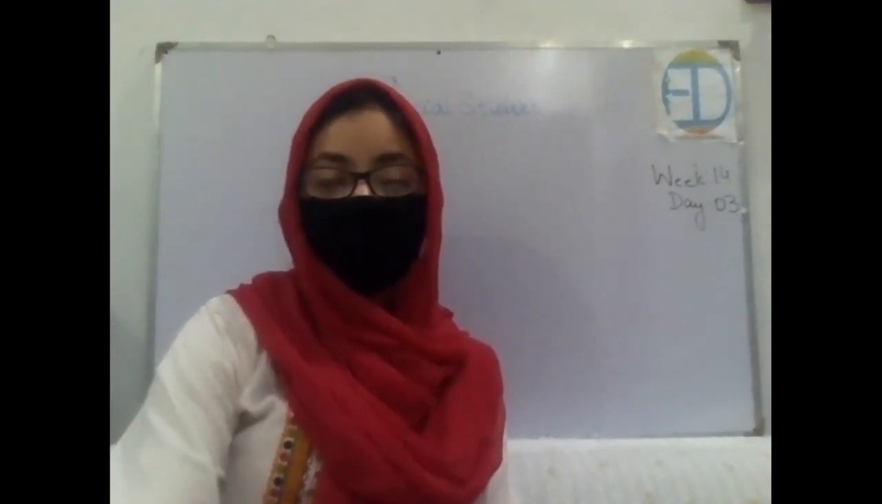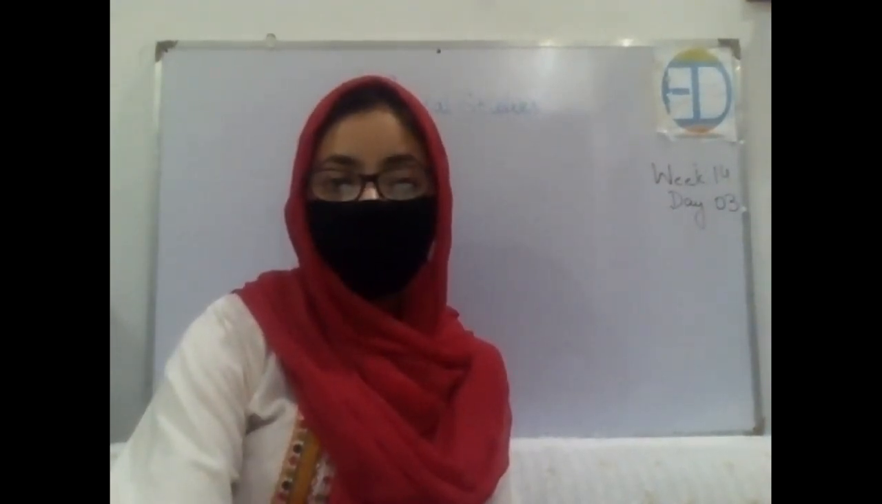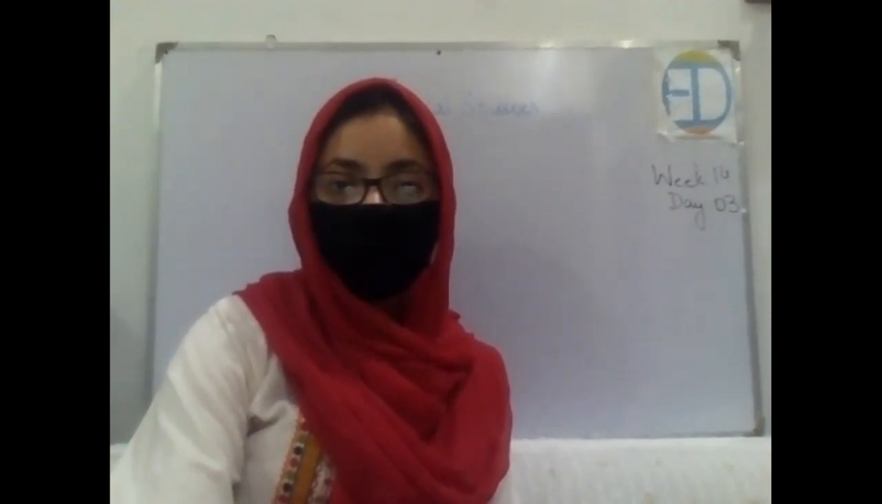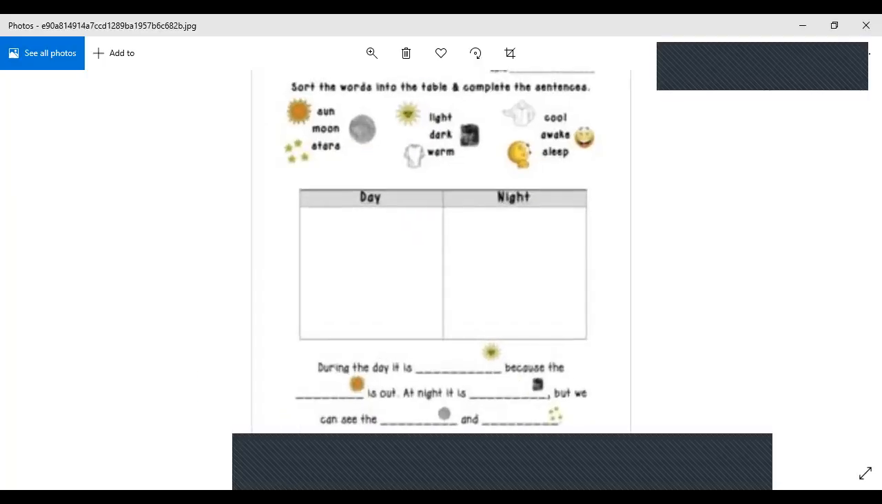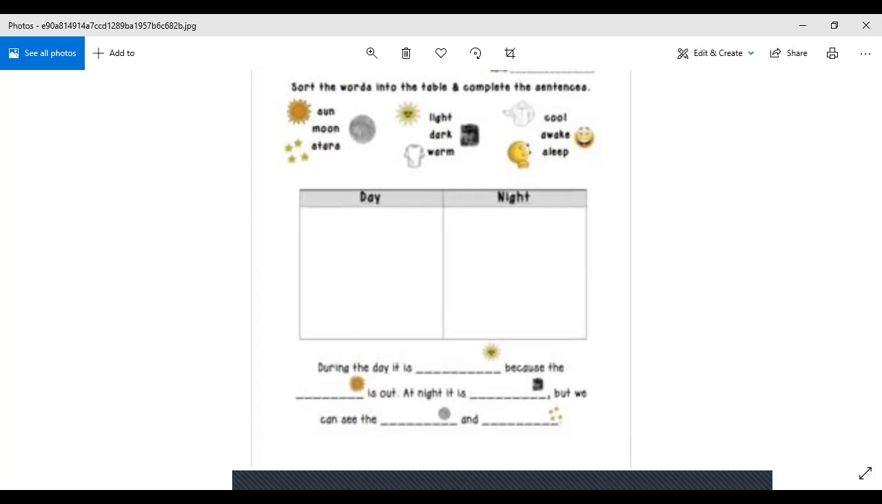All of you are done? Okay, good. Now, before ending the class, let's play this small activity. Look at this picture. It says to sort out the words into the table and complete the sentence. Okay, just do not look at the sentences. Tell me which of these things belong to daytime.